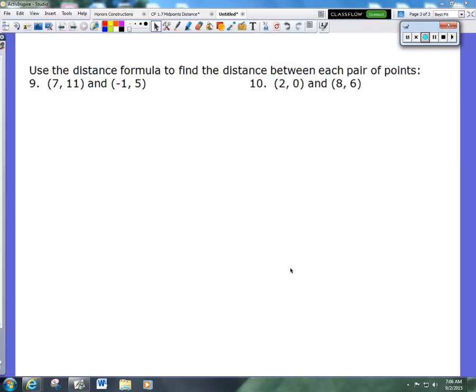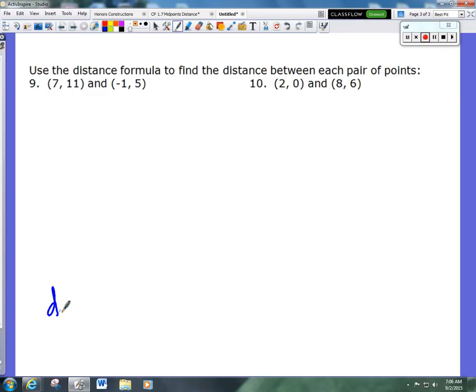I'm going to do a couple examples from class on how to use a distance formula. It's not that bad once you kind of understand what the formula is telling you to do. So let's take a look. First thing I'm going to do is restate the distance formula.